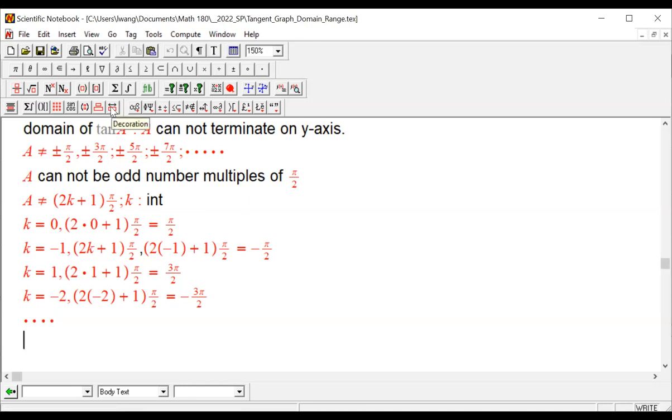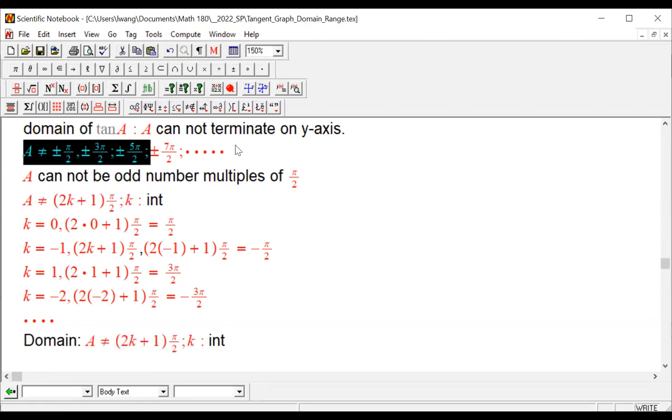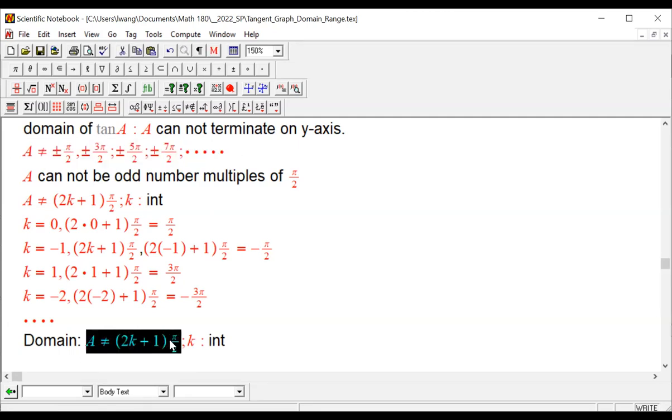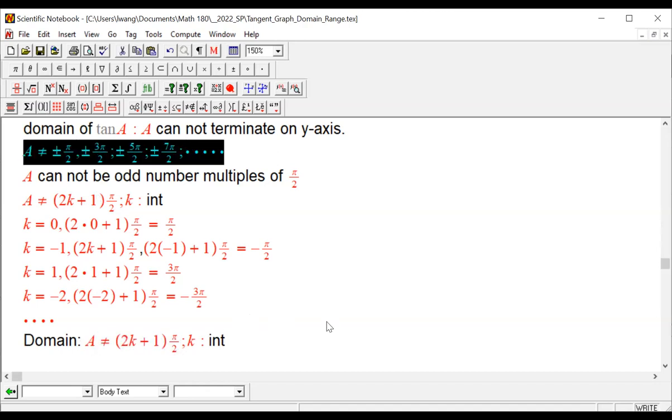Therefore, we now conclude the domain of tangent will be expressed this way instead of that way. That way is right, but you'd like to know the general form. This general form covers all of them. So now we got the domain figured out.